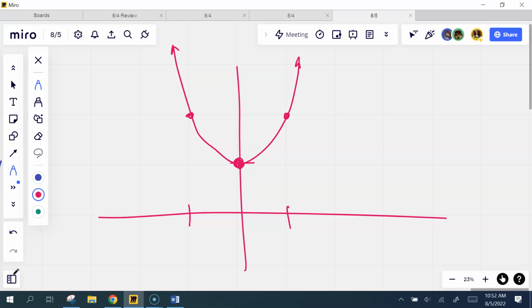So left to right for domain. Any ideas? It is infinite. Your domain here is negative infinity to infinity. Okay, so left to right. What's the furthest left the graph ever goes?